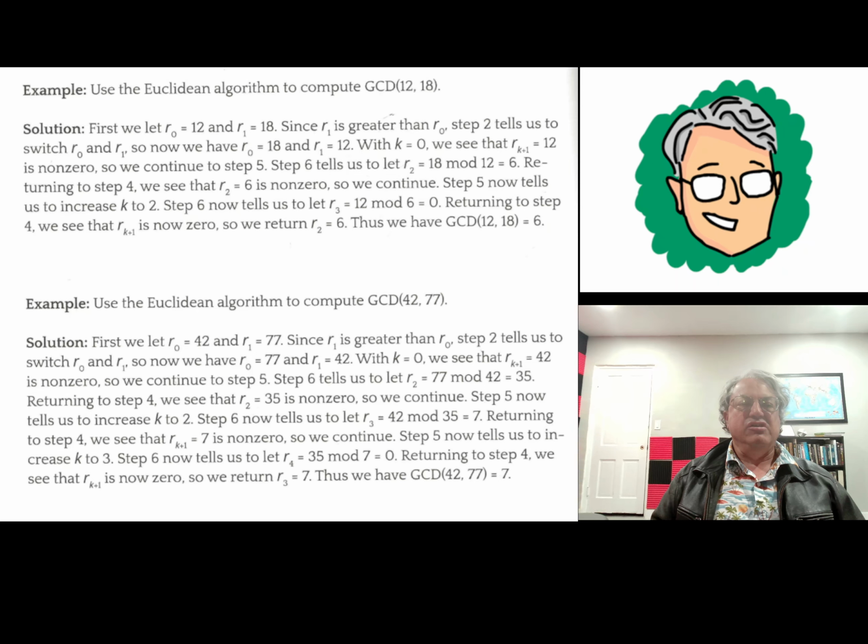And then we do the next recursion. We divide 42 by 35. Once again, we get a quotient of 1, but this time we get a remainder of 7. So then we have one more step.